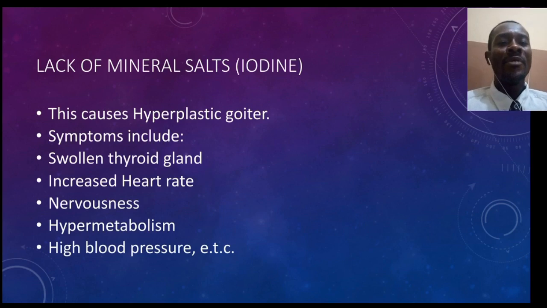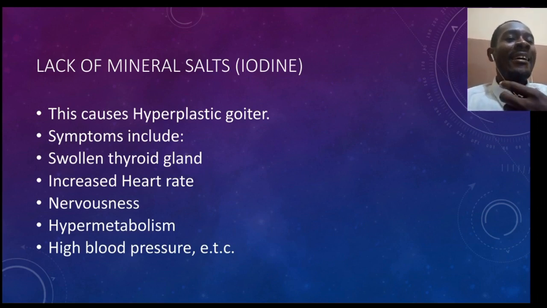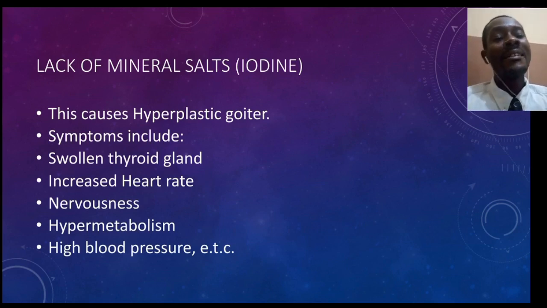When it is in low supply, it will cause what is known as hyperplastic goiter. The hyperplastic goiter is caused as a result of lack of iodine in our diet. Now, these are some of the symptoms. Number 1, swollen thyroid gland. I don't know if you have seen some people who have a swollen neck protruding out of the lower base of their neck. That is called goiter. Although there are different types of goiter, the one I'm talking about is hyperplastic goiter. So there is going to be a swollen thyroid gland, that swelling you will see on the person's neck.